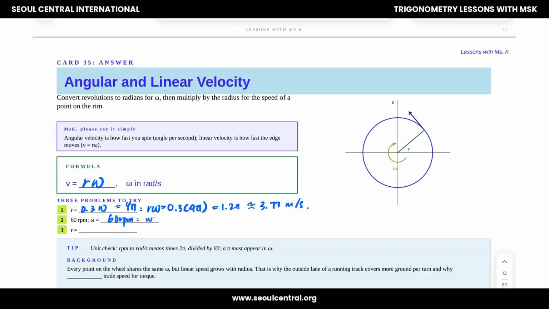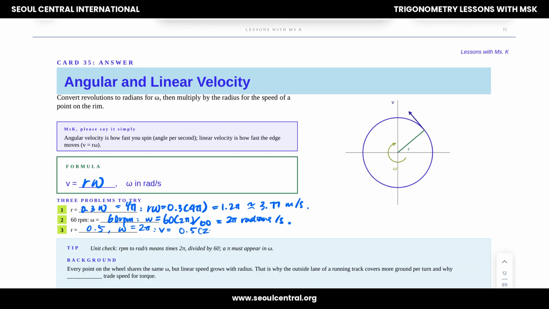3 problems to try. Number 1. R equals 0.3, w equals 4 pi, so v equals rw, which is 0.3 times 4 pi. We can simplify this to 1.2 pi, so the answer is around 3.77 m per s. Number 2. 60 RPM. This means that w equals 60 times 2 pi divided by 60, so the answer is 2 pi rad per s.